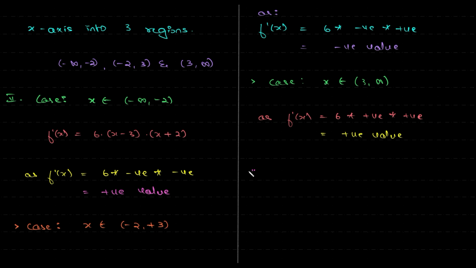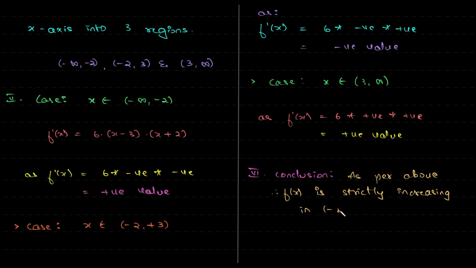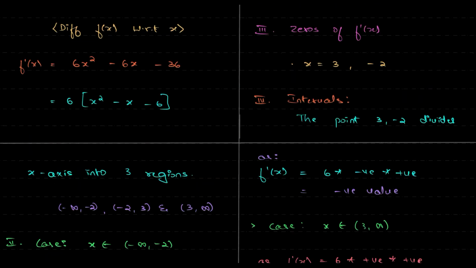So finally, the last step, the conclusion. Therefore, f of x as per above, what do we have? f of x is strictly increasing in -infinity till -2 union 3 till infinity. Okay, and f of x is strictly decreasing in -2 till 3. This is your answer.